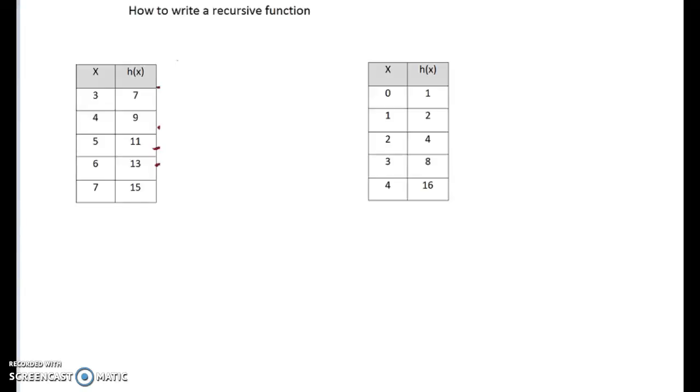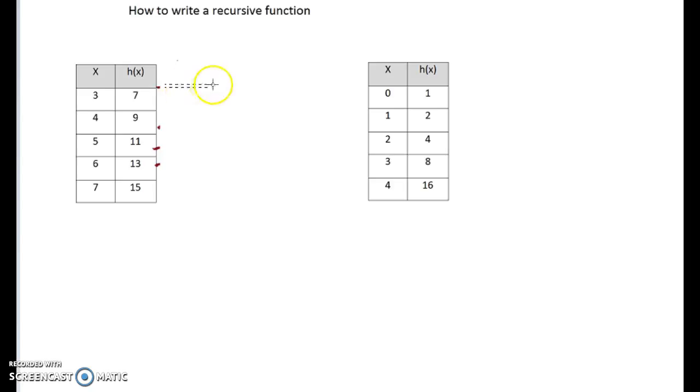In this video, I'm going to show you how to write a recursive function. When writing a recursive function, we want to look at the patterns of outputs in order to express this function recursively. So when we look at the table h of x, let's look at the output values. Discover what is the pattern that is consistent throughout the table.